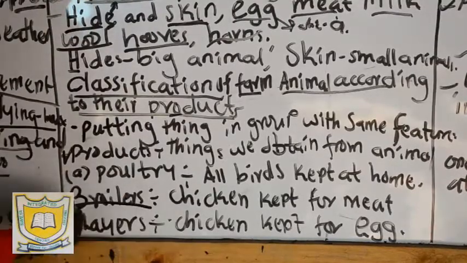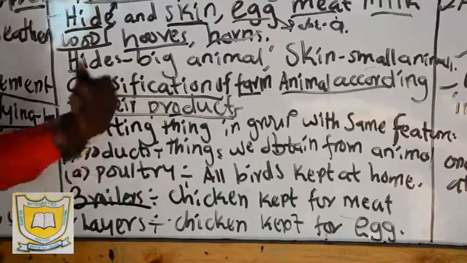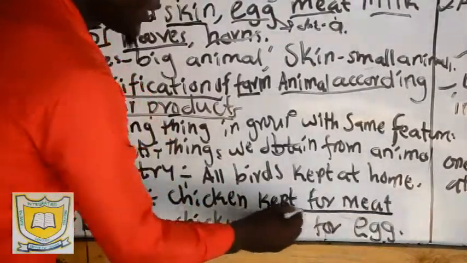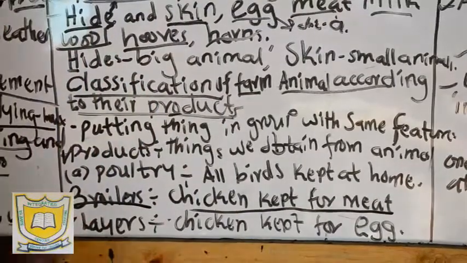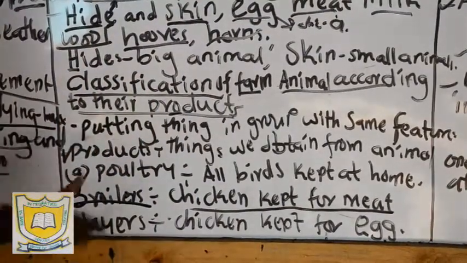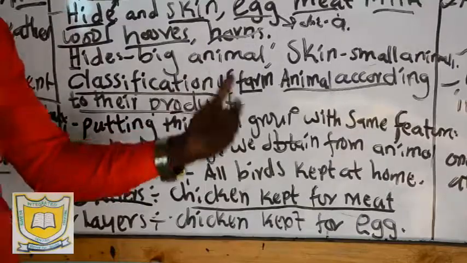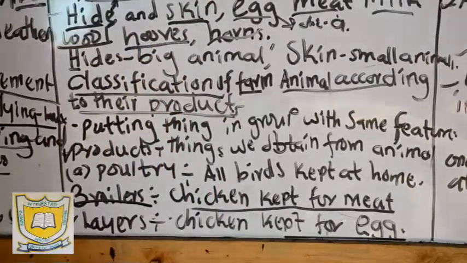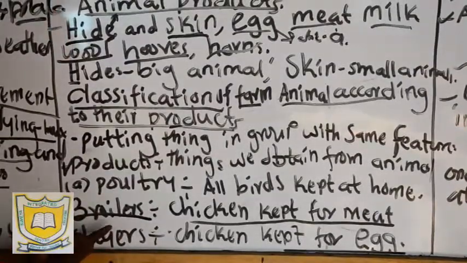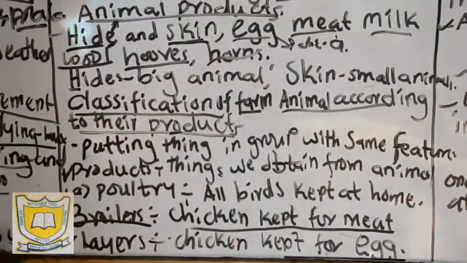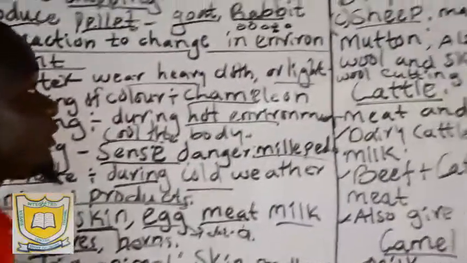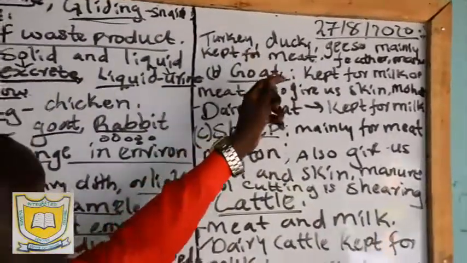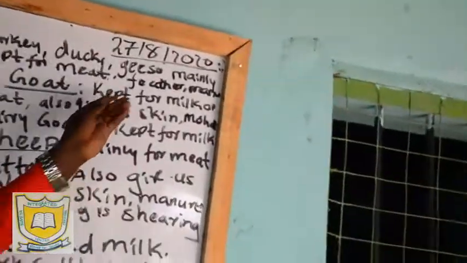From the term broiler, we say that these are birds that are kept mostly for production of meat. That is broilers. When you talk of layers, we call them layers because they are kept only for production of eggs. So broilers are chicken kept for meat, while layers are chicken kept for production of eggs. Also, we have other birds like ducks and geese.